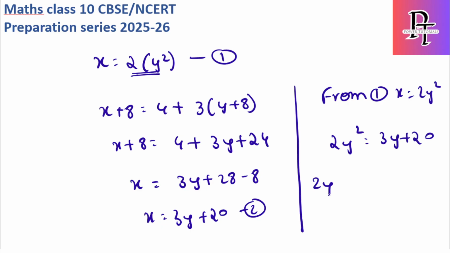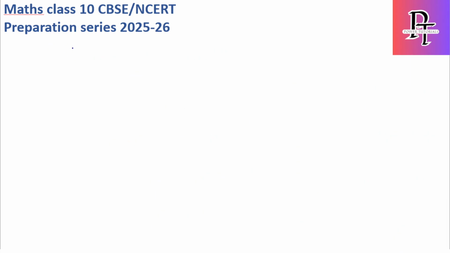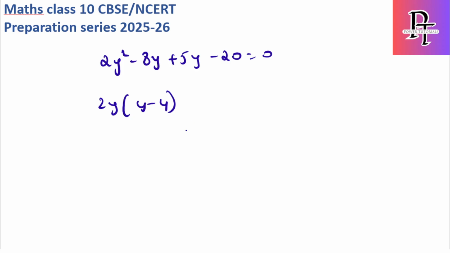Move everything to one side. 2y² - 3y - 20 is equal to 0. So what is a into c? a into c is 2 into 20, which is minus 40. So factors of minus 40 are 2 into 20, 4 into 10 and 5 into 8. So if I use 5 into 8, I will get minus 3, because minus 8 plus 5 is minus 3. So 2y² - 8y + 5y - 20 is equal to 0. So let's take 2y as common. It will become y minus 4. The trick I told you, first I'll write y minus 4.